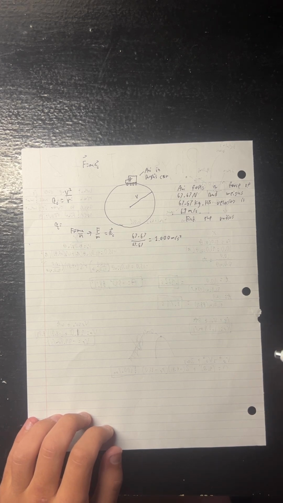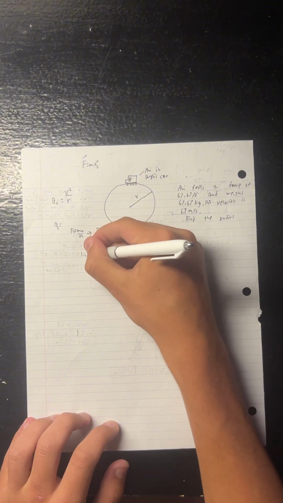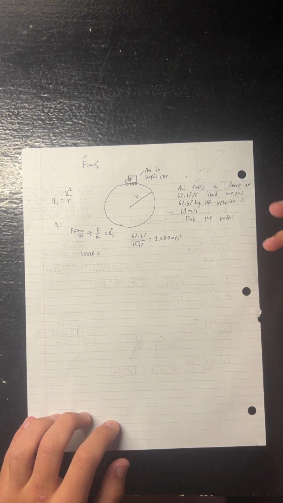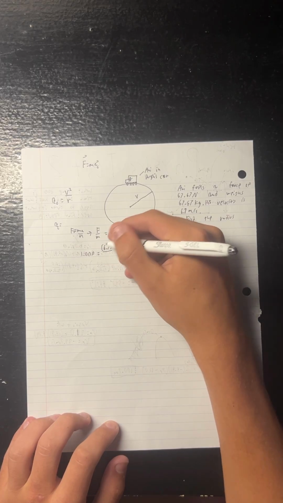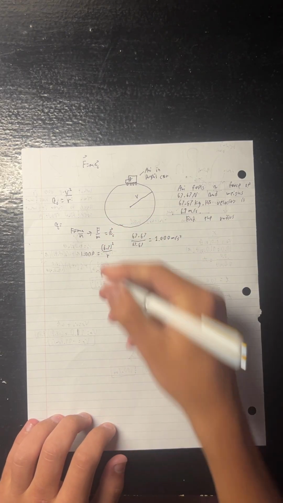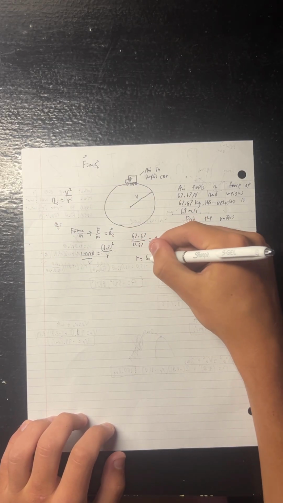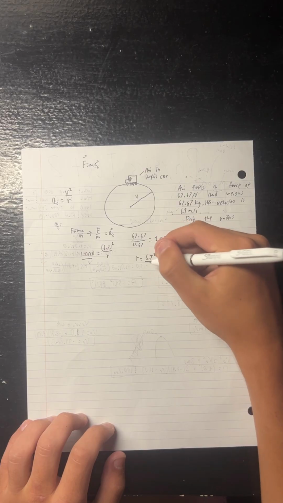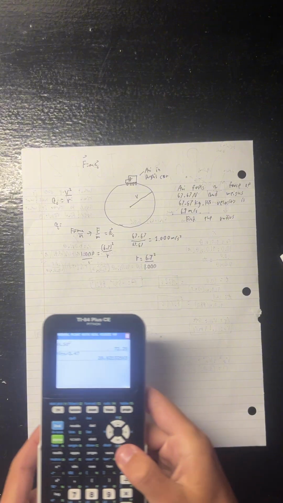And we have to find the radius, and so we can plug in 1.000 equals V squared. Well, what is V squared? 6.7 squared over R. And what can we do? Algebraic rules, we can just flip these two to get R equals 6.7 squared over 1.000. And let's plug that in.